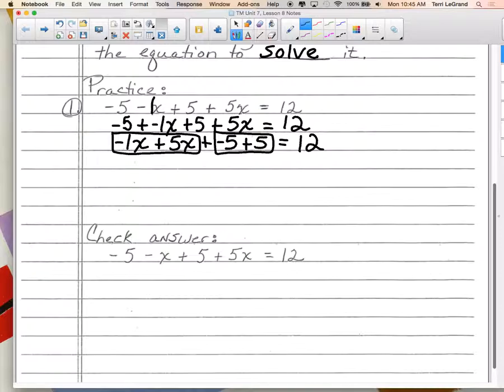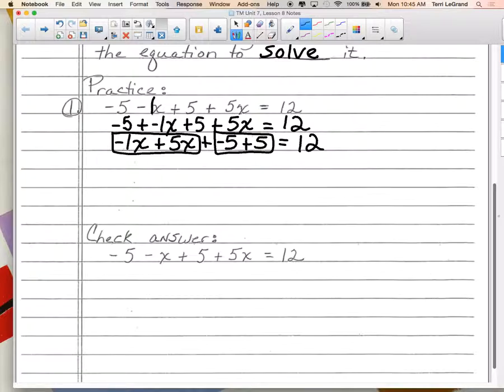Now tell me, what could you do with that group of tiles you have there? Anything you think you could do? Danny, you got a 0 pair there? So one of your green x tiles can pair with that red one, and they can be taken off because they're a 0 pair. And what do you have left? You have 4x left, don't you? So negative 1x plus 5x is what?